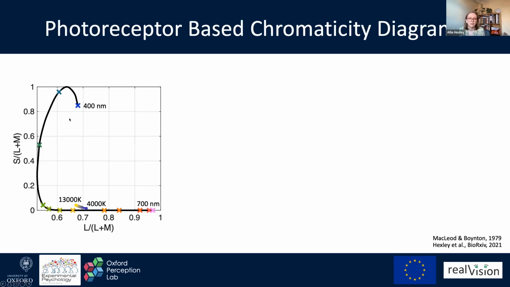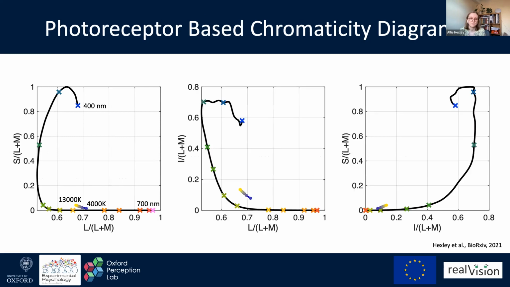So we take the familiar McLeod-Boynton equiluminant chromaticity diagram as our basis, which plots the S over L+M signal against the L over L+M signal. And we can add an additional axis to this diagram, which is the melanopsin signal over luminance, plotted against the L over L+M signal in the middle and against the S over L+M signal in the projection on the right. And here I'm just showing the spectrum locus in each of these projections along with the daylight locus in each of these projections. So what we end up with here is 3 2D projections of this new kind of 3-dimensional space that we've defined.